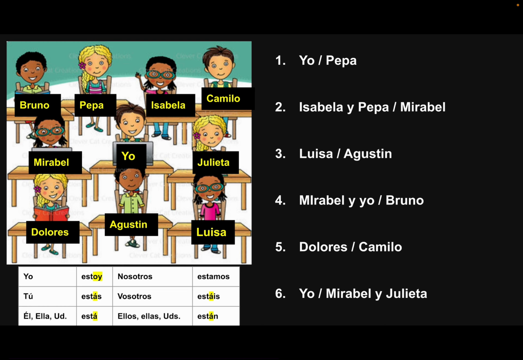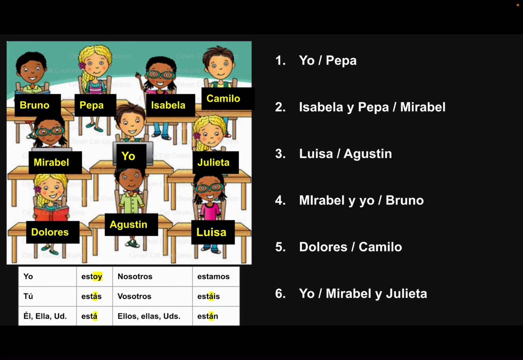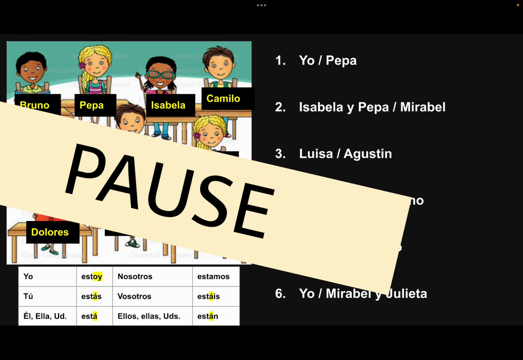Like for me, yo, to Pepa. I'm in front of Pepa, so I want you to write, I am in front of Pepa. So you say yo, and then you'll do estoy, because you're talking about yourself. And you'll say the word in front of, delante de, and then say Pepa. Go ahead, pause the video, and see how much time you need to do this, and come back and check your answers.